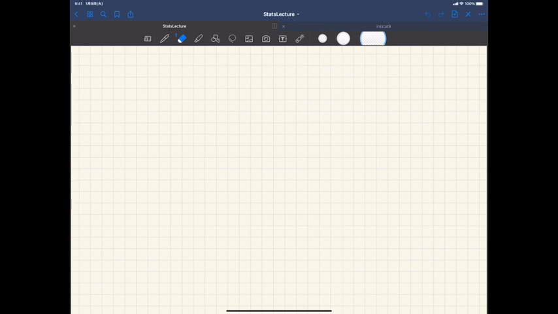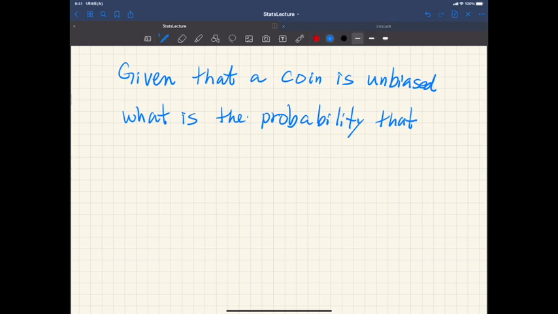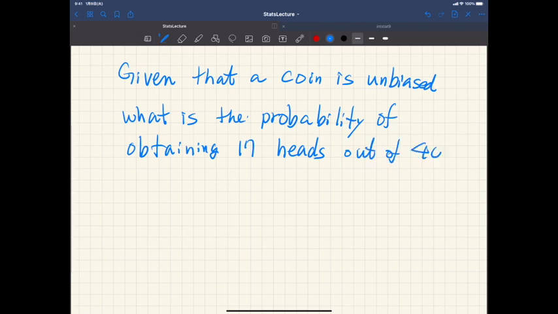For example, given that a coin is unbiased, then we want to know, for example, what is the probability of obtaining 17 heads out of 40 flips.